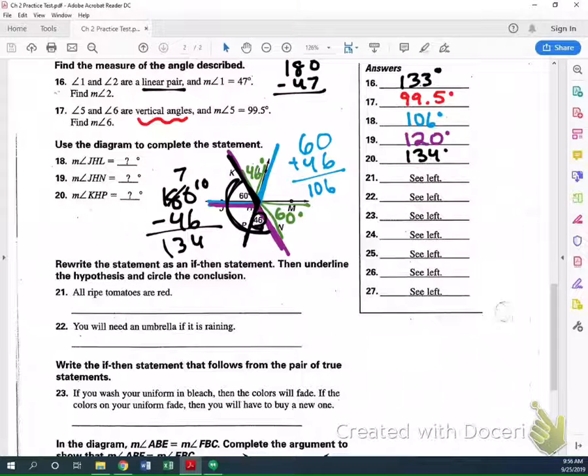Math teacher fun. All right, number 21 and 22, rewrite the statement as an if-then statement, underline the hypothesis, circle the conclusion. So underline, circle. All ripe tomatoes are red. If what? If the tomatoes are red, they are red.